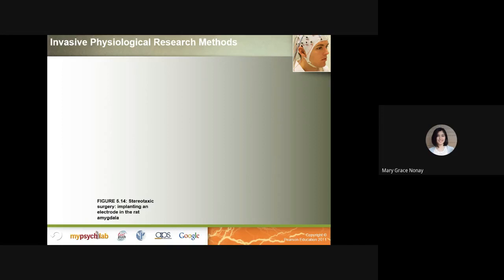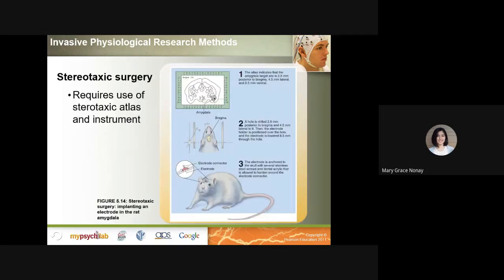Okay? But before we go to the different invasive physiological research methods, we have to learn about stereotaxic surgery. Stereotaxic surgery is the means by which experimental devices are precisely positioned in the depths of the brain. We need two things. So andito na, we have the stereotaxic atlas and the instrument for getting there.